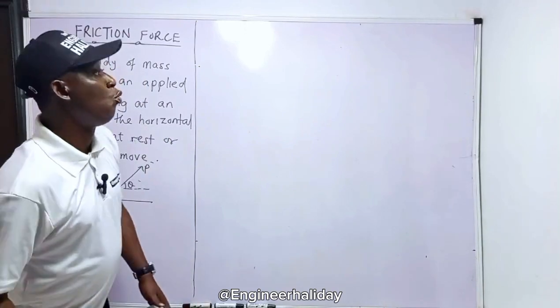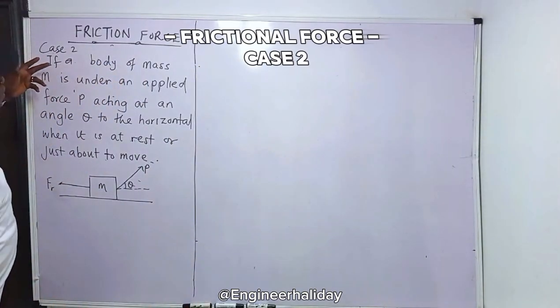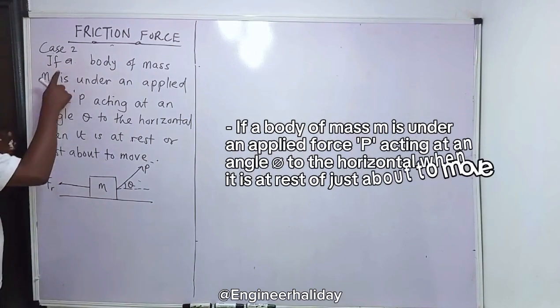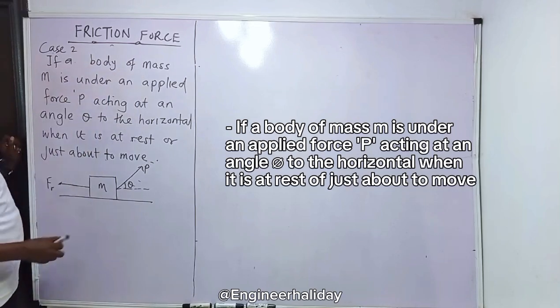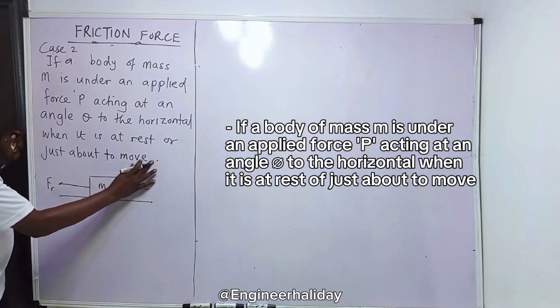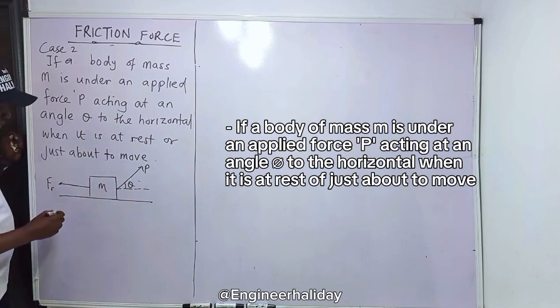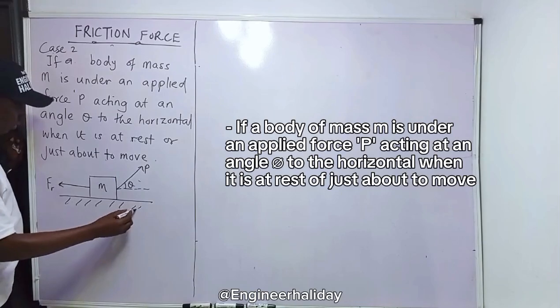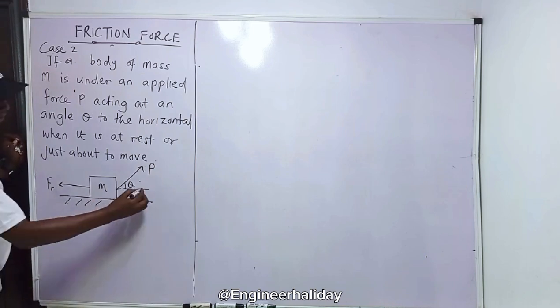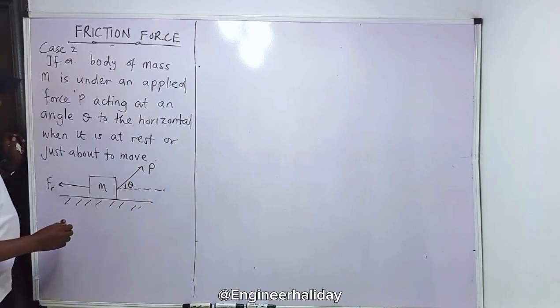Good day, everyone. We want to look at case 2 of this friction. He's saying that if a body of mass M is under an applied force P, acting at an angle theta to the horizontal when it is at rest or just about to move. Now look at the body. Fr is acting opposite, this is a rough surface. Then P is acting at an angle theta to the horizontal.